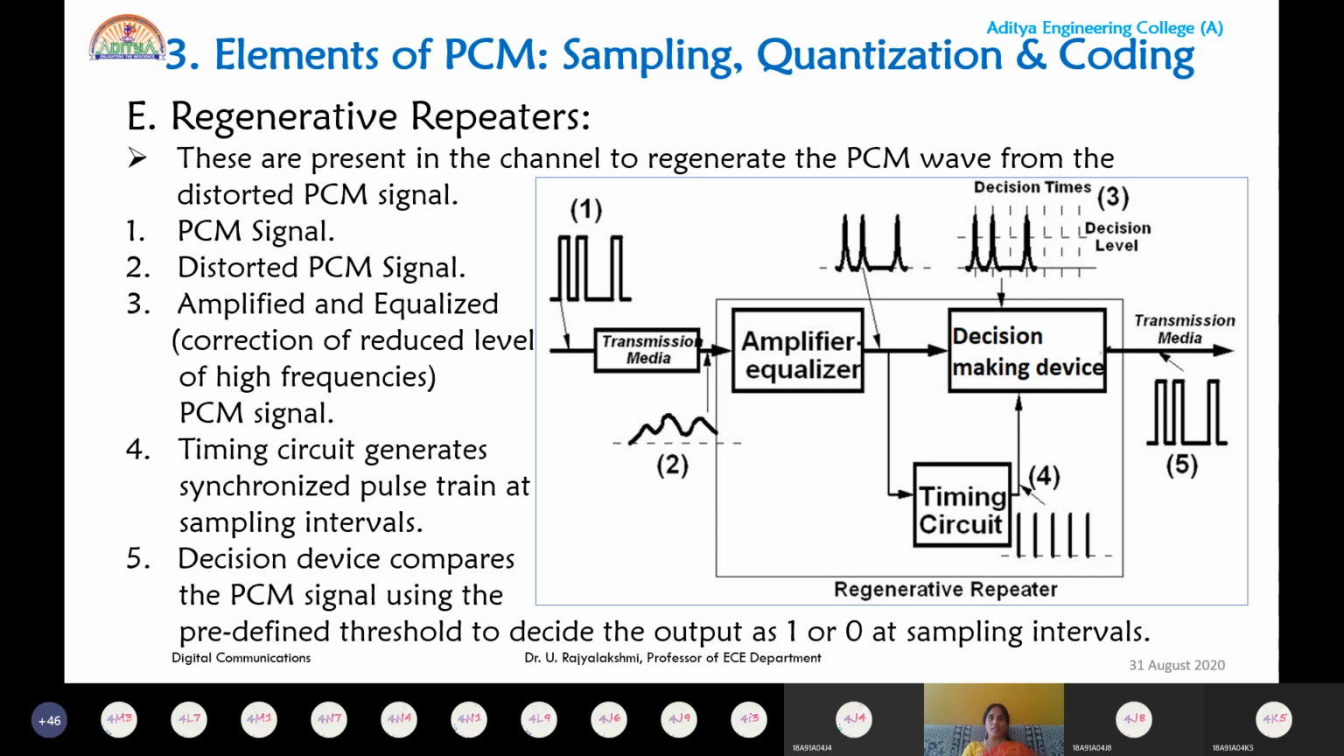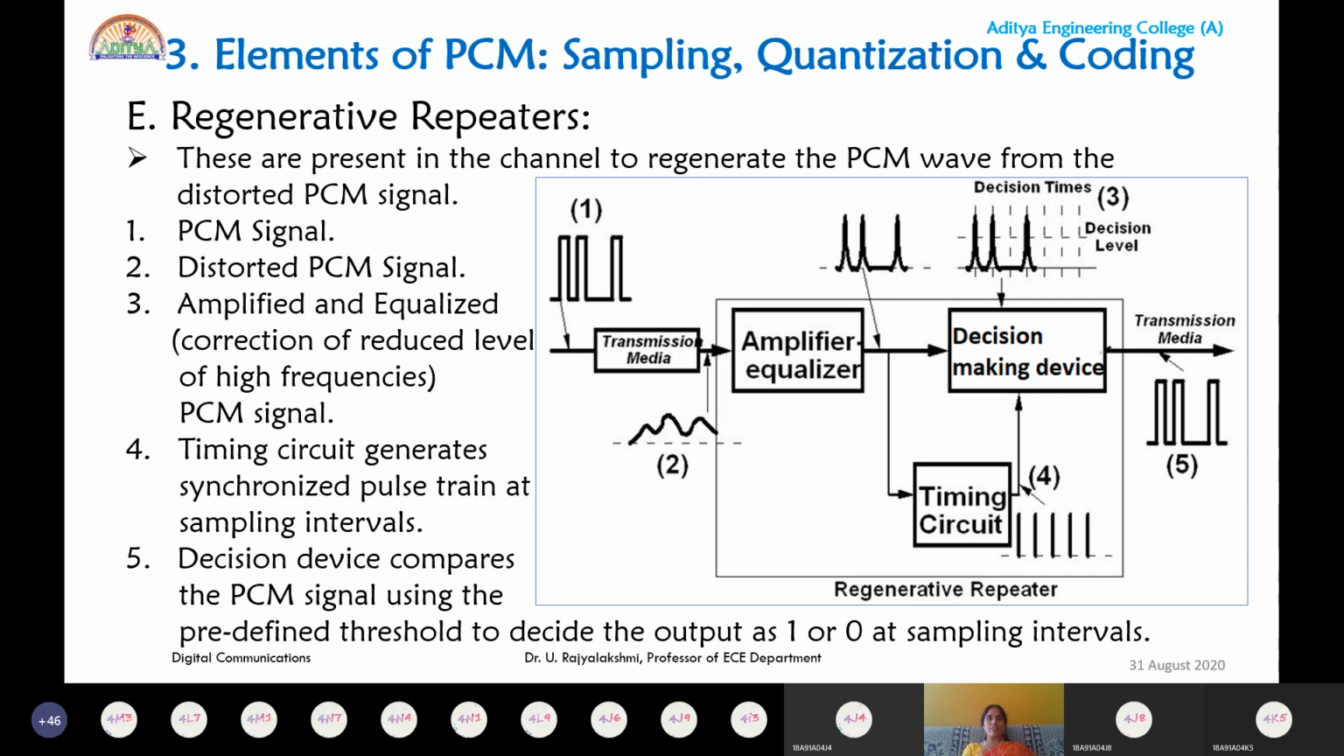You may get a question in the examination regarding these repeaters: how can a digital signal eliminate noise by using repeaters in the channel? So many repeaters are there in the channel. Each repeater consists of an amplifier section, timing circuit, and decision making device. Now, what is the input to the repeater? A distorted PCM signal. The PCM signal is nothing but the encoded sequence. That encoded sequence is fed to the channel. In the channel, the signal may get corrupted with noise.